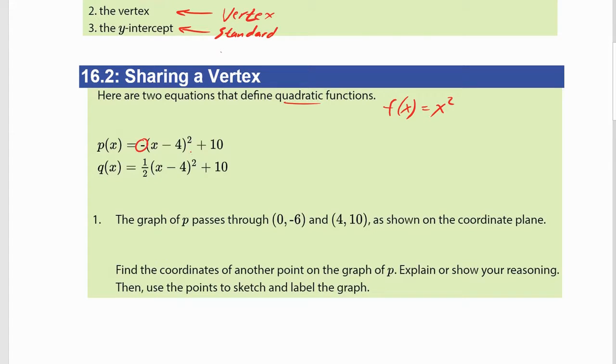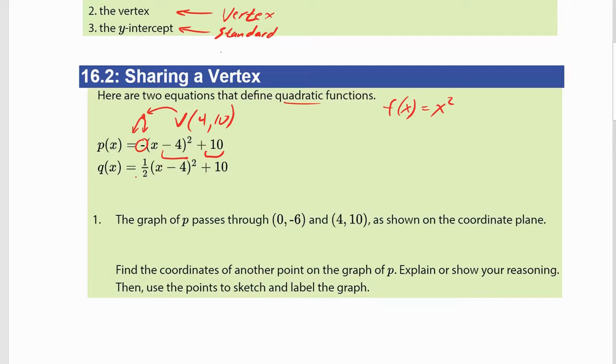What do you notice about the negativity here? What is the vertex given here? Right away, you should know the negativity: are you concaving up or concaving down? Are you opening up or opening down? This one is negative, so you are opening down. Your vertex, what's the opposite of negative 4? Positive 4. What's the number on the outside? 10. So hopefully you realize that you have that characteristic right away just by looking at the function.